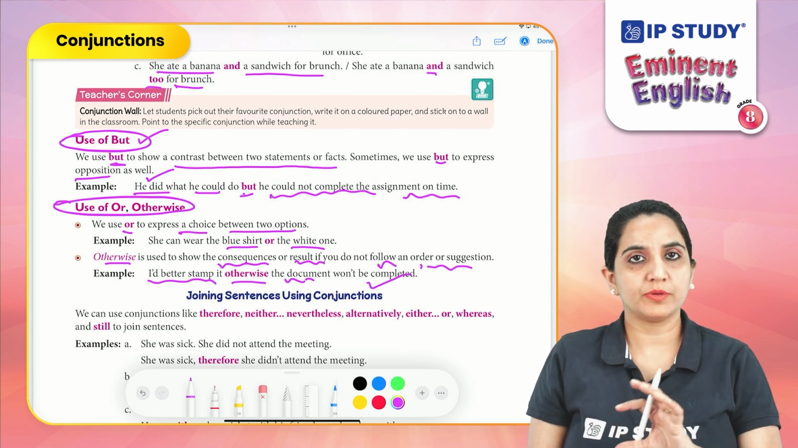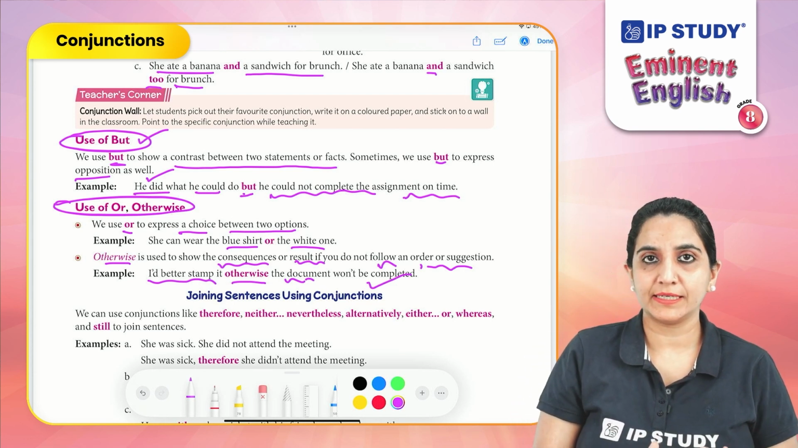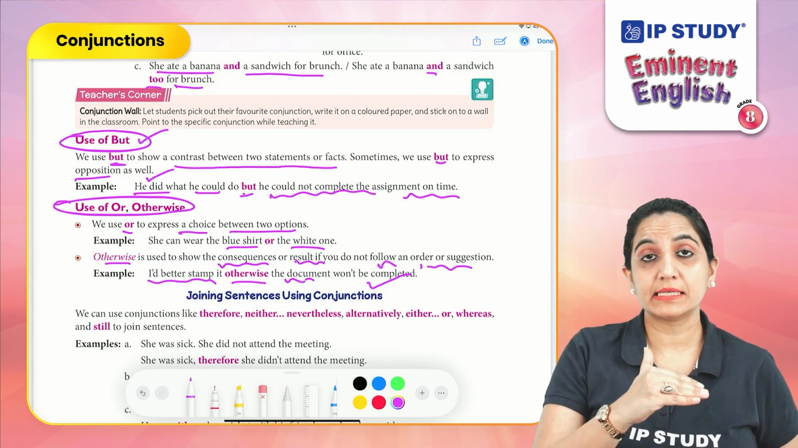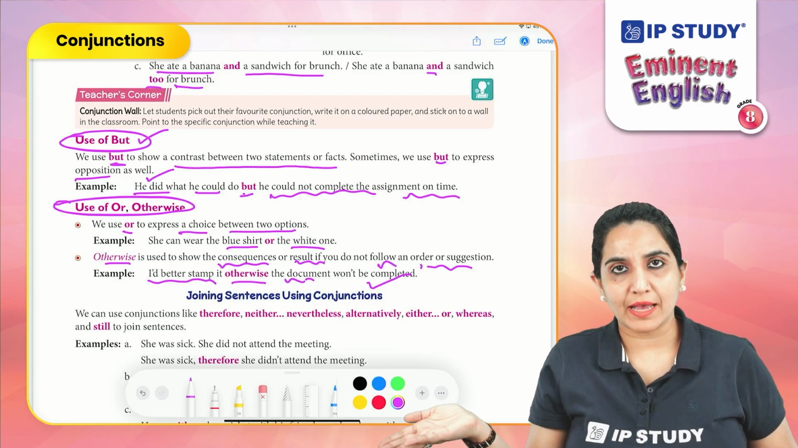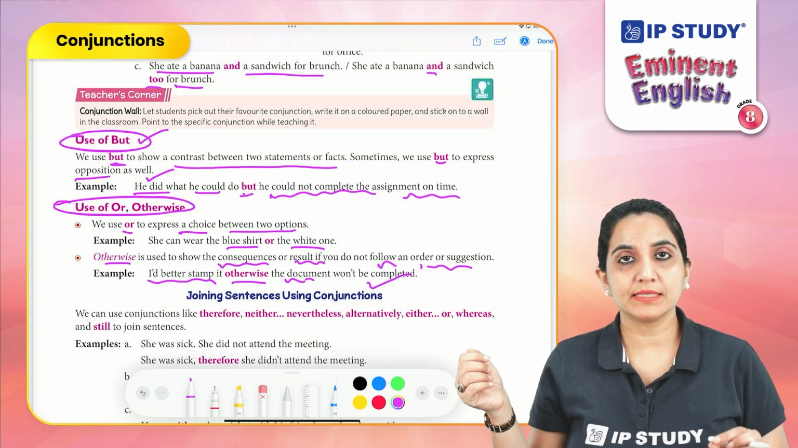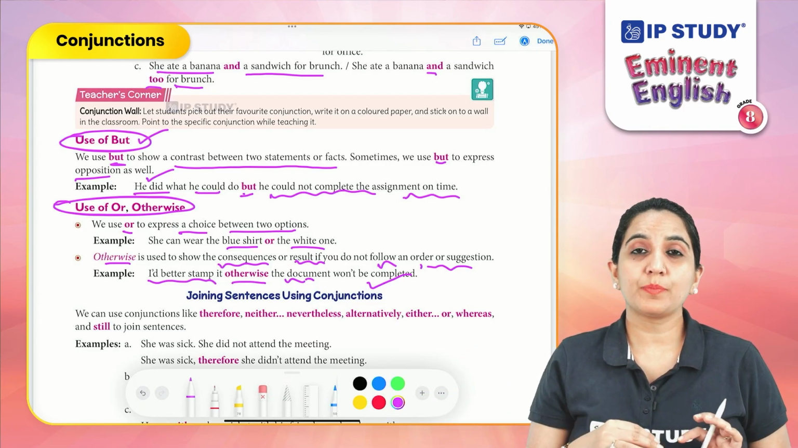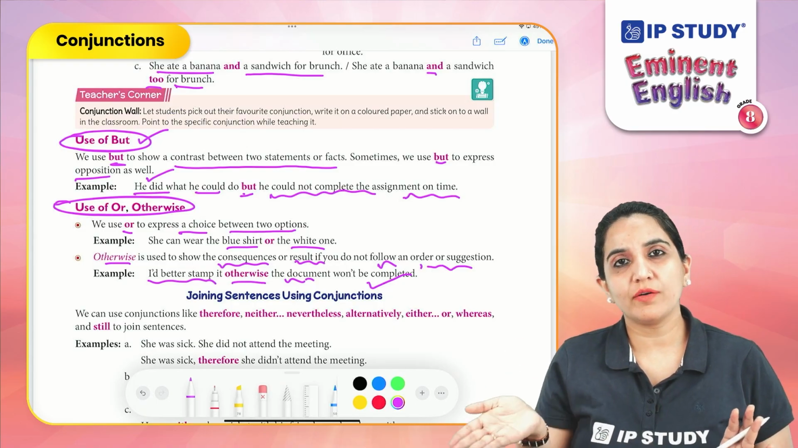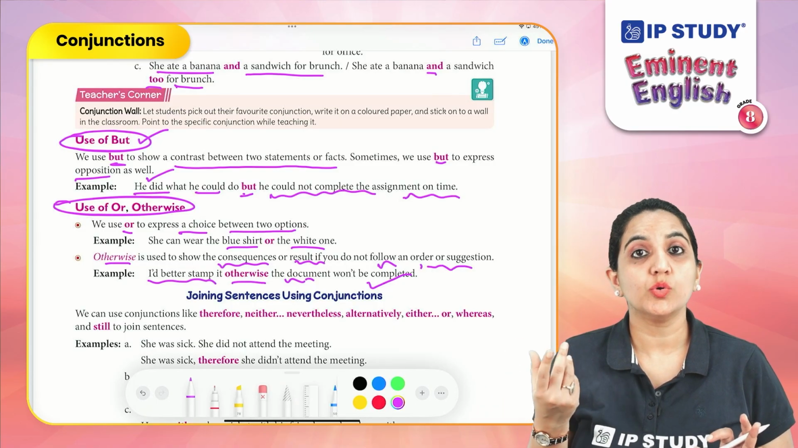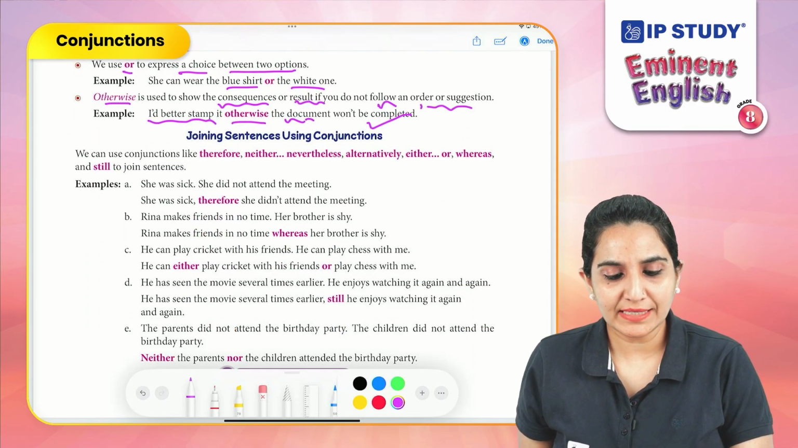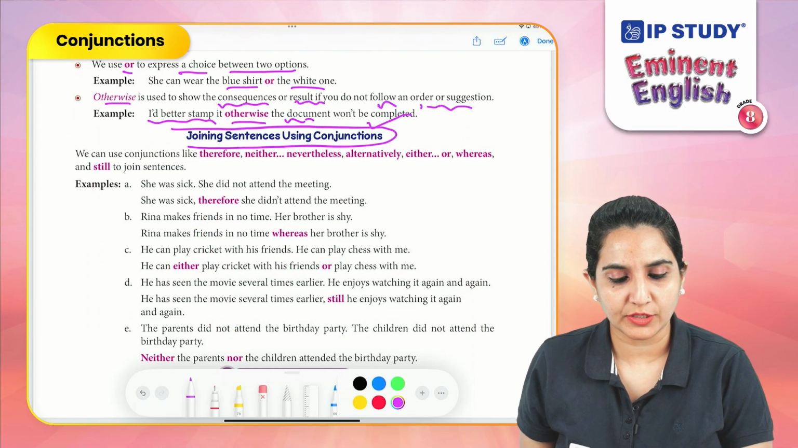So, the document won't be completed. This is completed. So, the document won't be completed. This is the result of not stamping the paper, right? Or in a better way, this is the result. So, when we express a statement or a fact and show the result of that statement or fact, then we use the conjunction otherwise. Joining sentences using conjunctions.